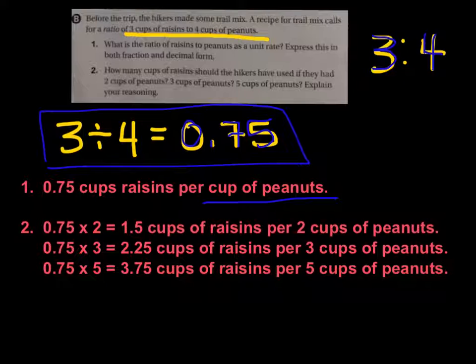Once we have figured this out, then we can apply this information to the rest of the problem, part 2, and we can figure out that 0.75 times 2 is 1.5 cups of raisins per 2 cups of peanuts. 0.75 times 3 gives us 2.25 cups of raisins per 3 cups of peanuts. And 0.75 times 5 gives us 3.75 cups of raisins per 5 cups of peanuts.